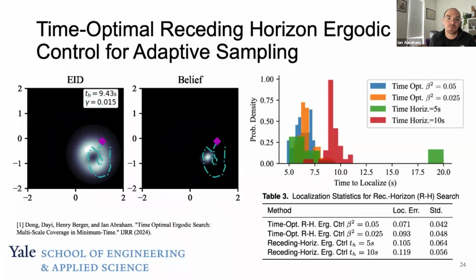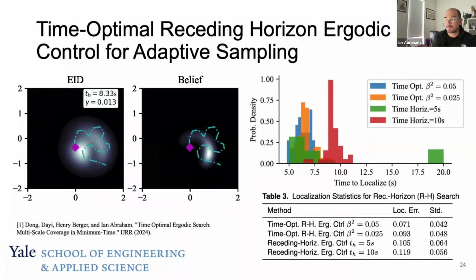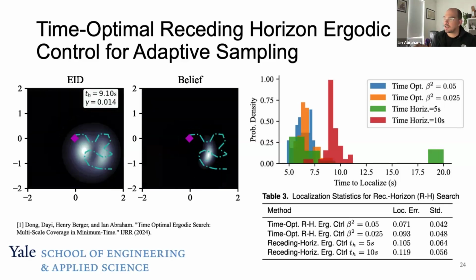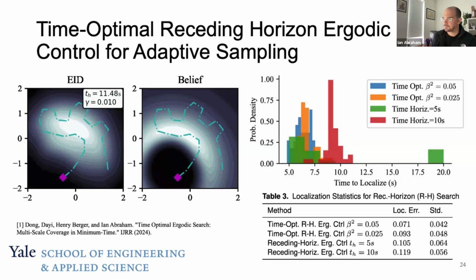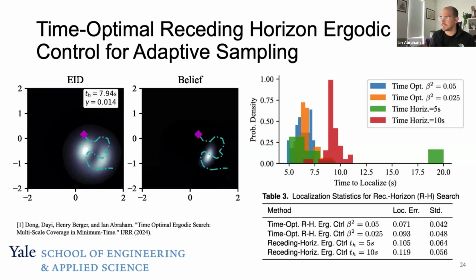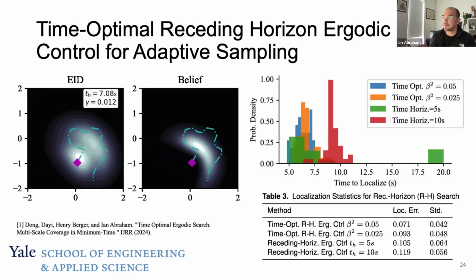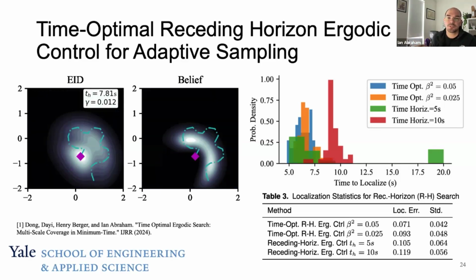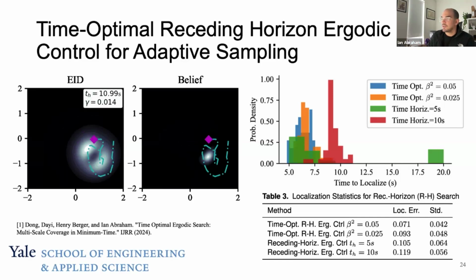And so what you're seeing on the left here is some notion of information, we call the EID. And the middle is a belief of where an object is, where we're locating. We have a low signal to noise sensor that we're using here. And the robot's able to readapt its planning horizon and its sampling so that it can very quickly converge onto where the object or the target is.